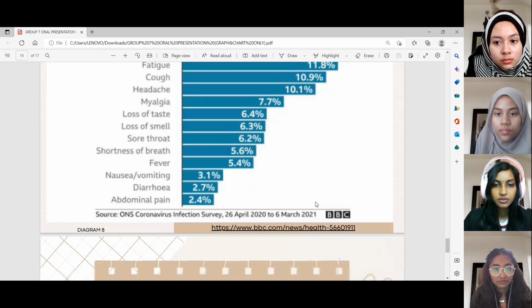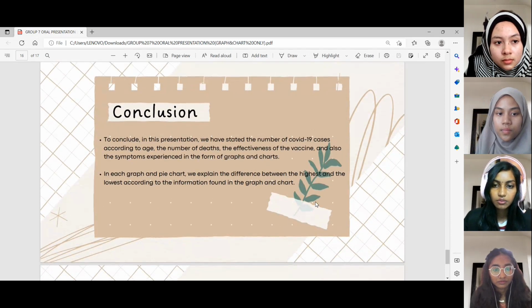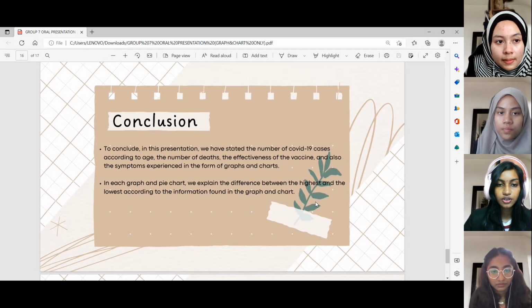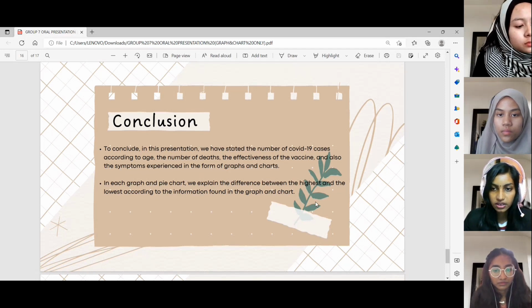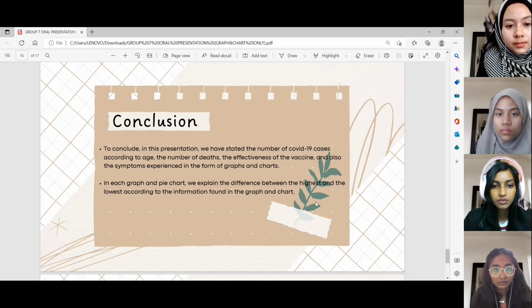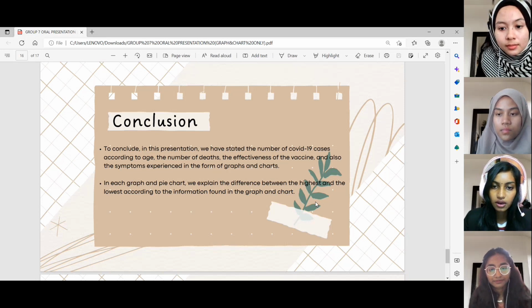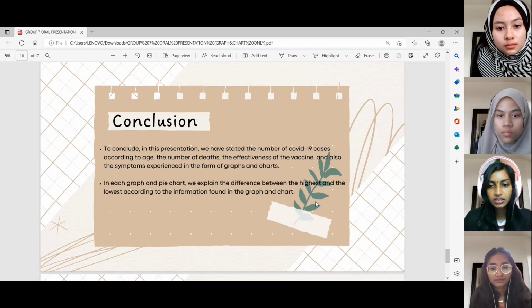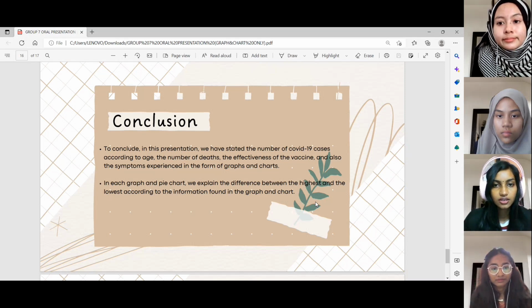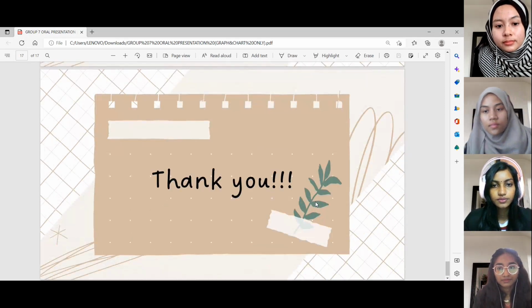To conclude, in this presentation, we have stated the number of COVID-19 cases according to age, the number of deaths, the effectiveness of the vaccine, and also the symptoms experienced in the form of graphs and charts. In each graph and pie chart, we explain the difference between the highest and the lowest according to the information found in the graph and chart. That's all from us. Thank you.